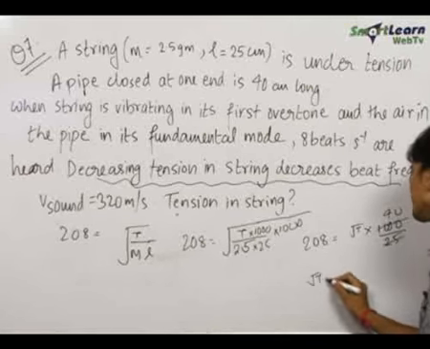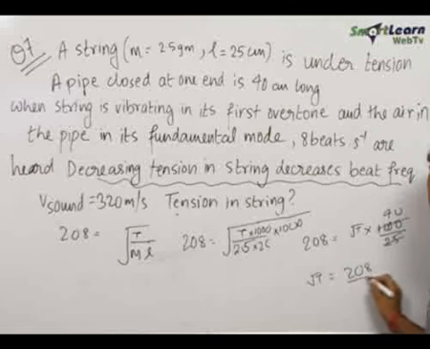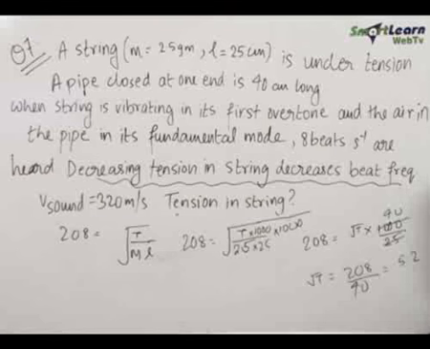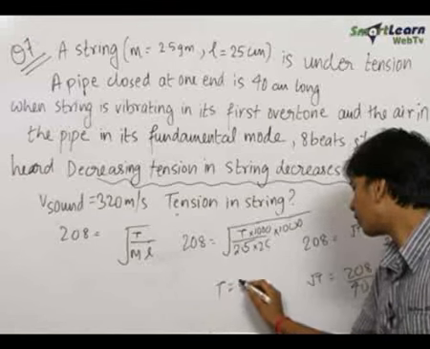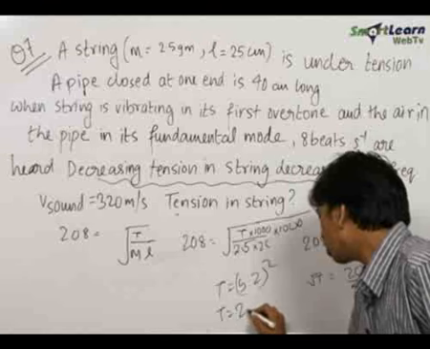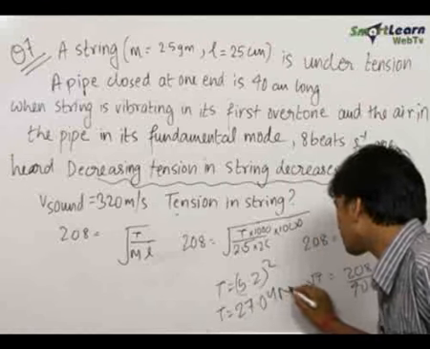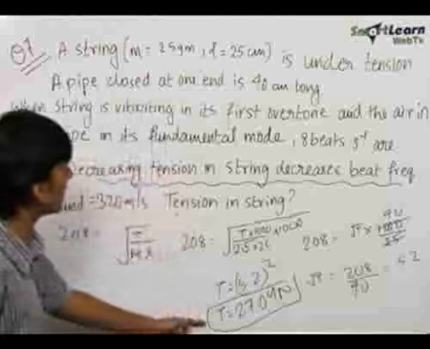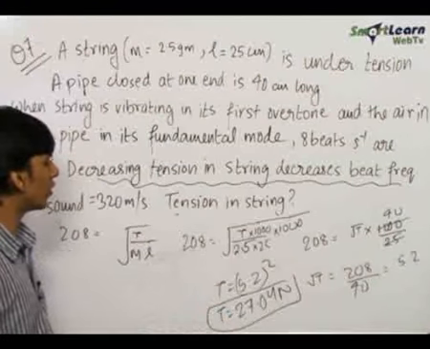That is root T is equal to 208 upon 40, that is equal to 5.2. Therefore T is equal to 5.2 whole square, which comes out to be equal to 27.04 newtons. So the final answer for the tension in the string comes out to be equal to 27.04 newtons.